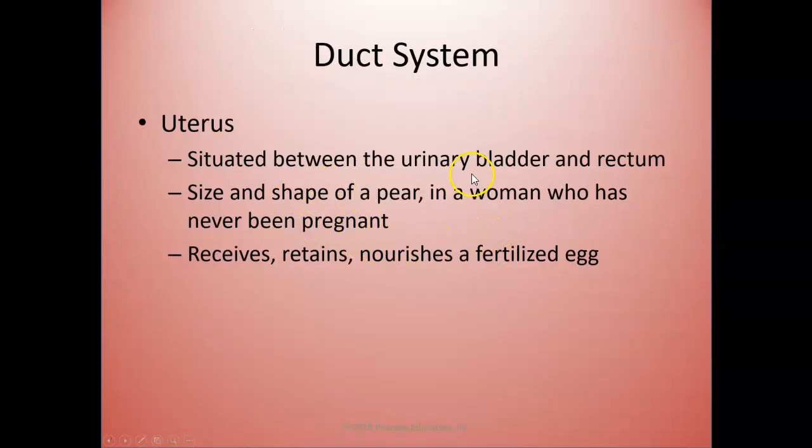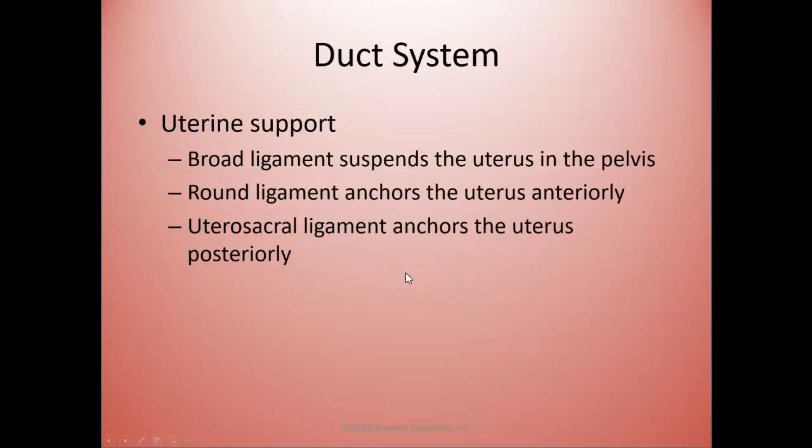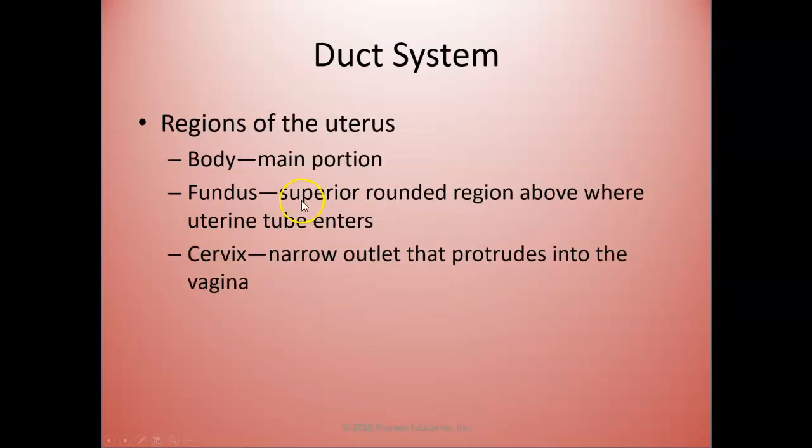So situated between the urinary bladder and the rectum is the uterus, the size and shape of a pear, kind of an upside-down pear. It receives, retains, and nourishes the fertilized egg. So after the egg's been fertilized in the fallopian tube, this is where it's going to go. Again, the broad ligament suspends the uterine tract. The round ligament anchors the uterus, and what's called the uterosacral ligament anchors it posteriorly, which we didn't see in the image, so you don't really need to worry about that.